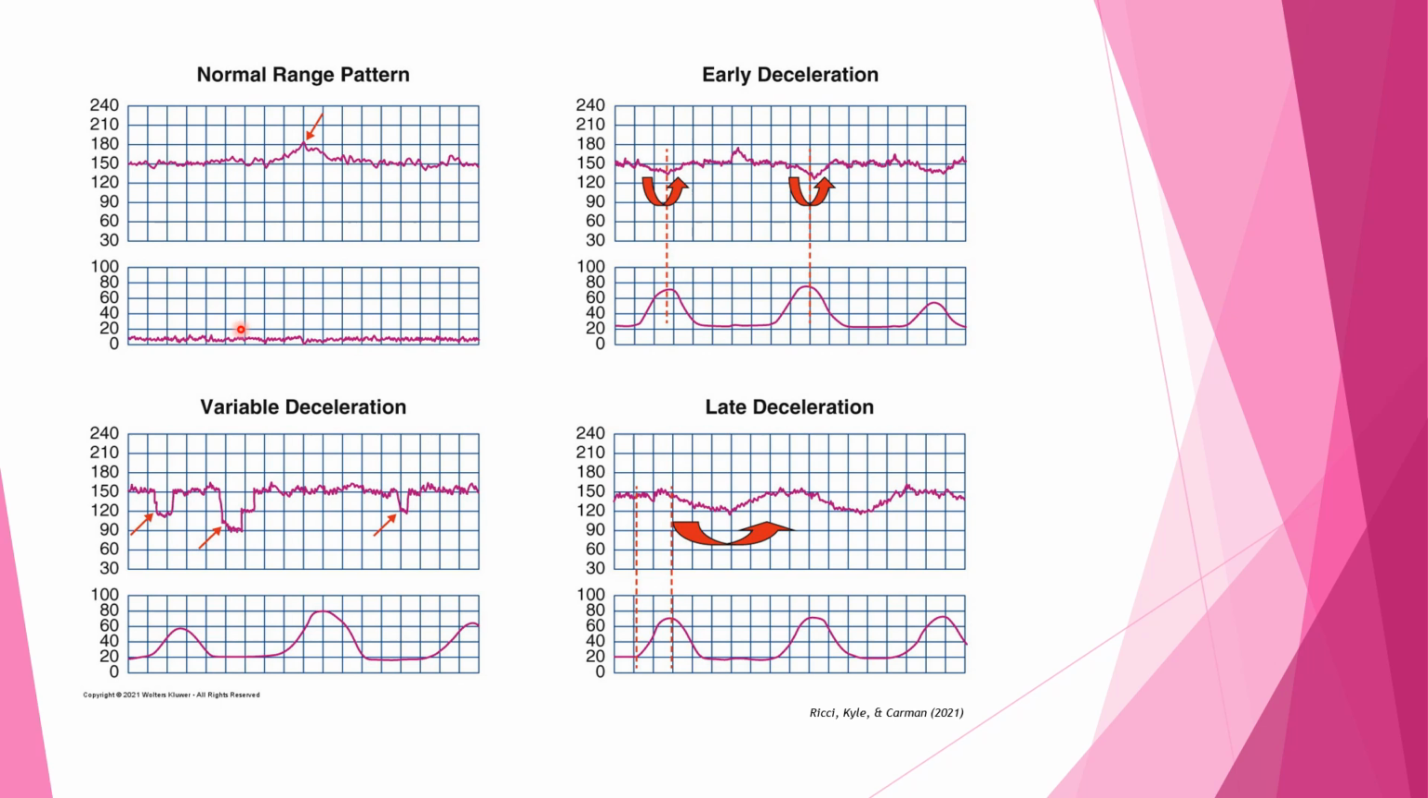Regarding variable decelerations, this would be cord compression. Again, remember that mnemonic. It's shaped as a V. It's an abrupt drop in the fetal heart rate. Usually drops at least 15 beats and lasts at least 15 seconds.